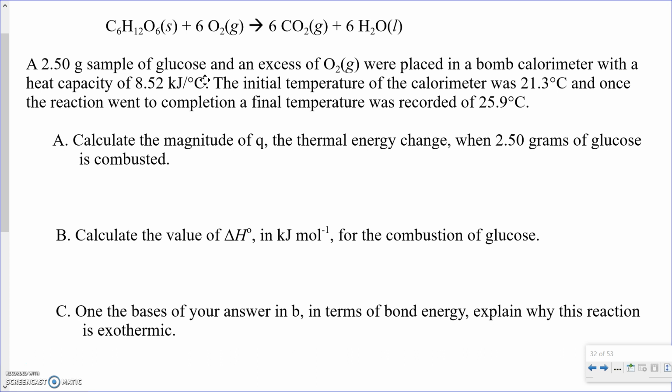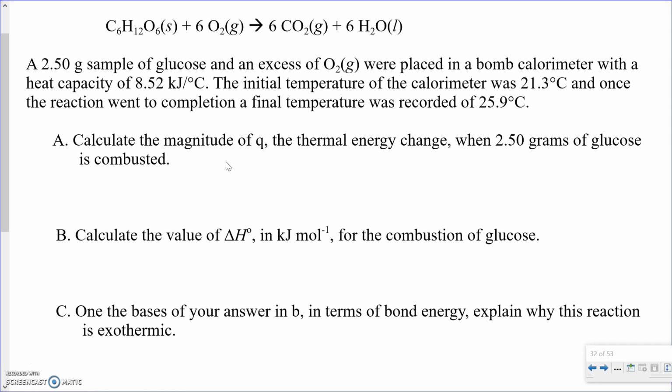Okay, a 2.50 gram sample of glucose and an excess of oxygen were placed in a bomb calorimeter with a heat capacity of 8.52 kilojoules per degree Celsius. The initial temperature of the calorimeter was 21.3 degrees Celsius, and once the reaction went to completion, a final temperature of 25.9 was recorded. So part A asks us to calculate the magnitude of Q, the thermal energy change, when 2.5 grams of glucose is combusted.